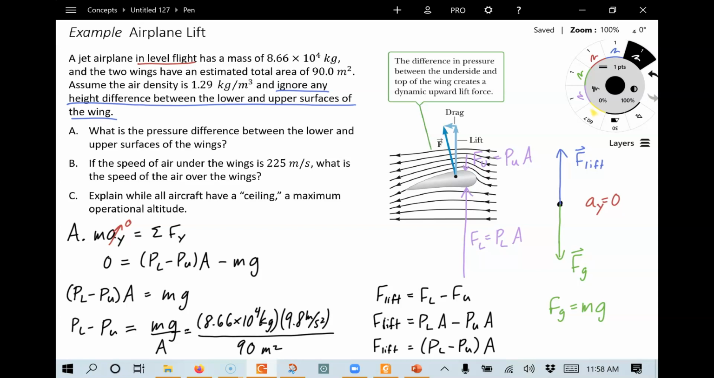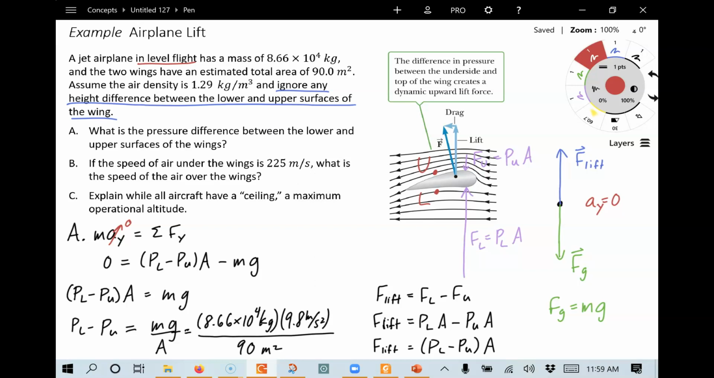We can go ahead and label these points. Let's say this point here on top, this is your upper, I'm just going to call it U, and below you've got your lower, so two sections of the fluid. And it does say, looks like I already highlighted this, ignore any height difference between the lower and upper surfaces of the wing.